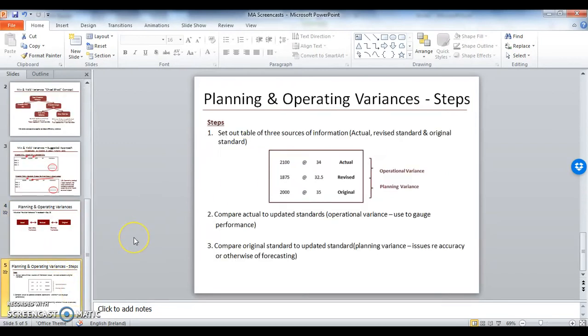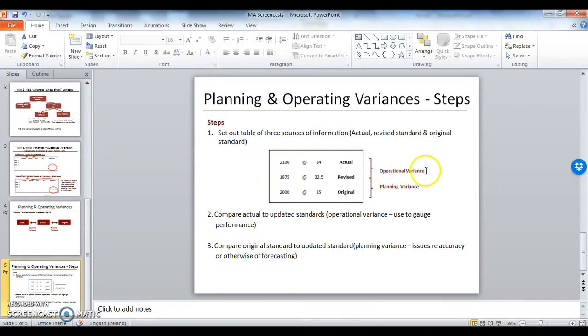And I always tell students, take a three-step approach here. Firstly, there's always going to be three sources of information when you're dealing with planning and operating variances. You'll have your actual information, which we have in the question, and you'll have the original standard, which we also already have in the question. What you will then be given is revised standards. So perhaps both elements will be revised, both the hours and the price, or perhaps only one of them will be. That will depend. Then, and you'll notice what I do here, you compare actual to revised.